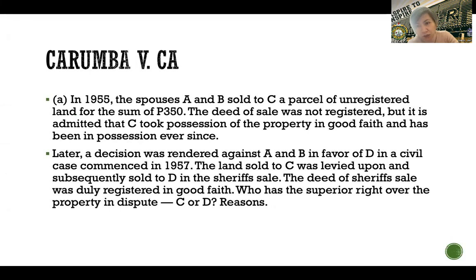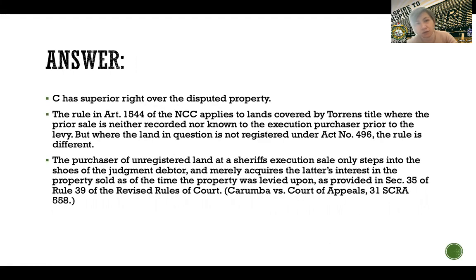So the land sold to C was levied upon and subsequently sold to D in the sheriff's sale. D, who bought the property after the execution sale, was able to register the sheriff's deed of sale in good faith. So who has the better right to the property in dispute? Is it C or D? So C, guys, has the better right over the disputed property.